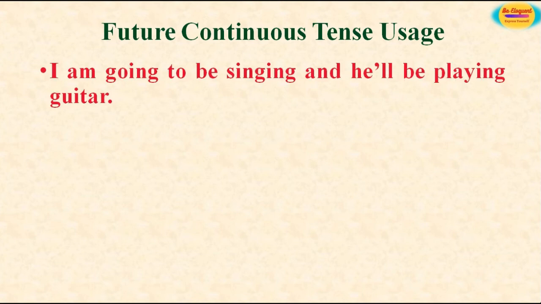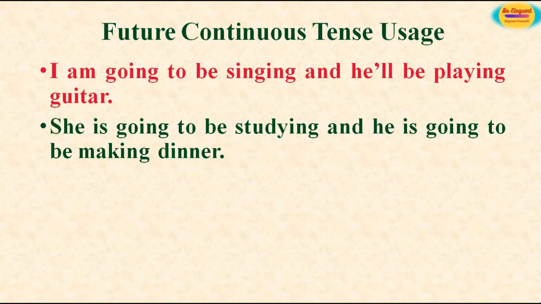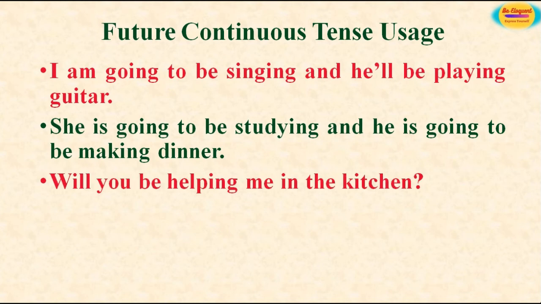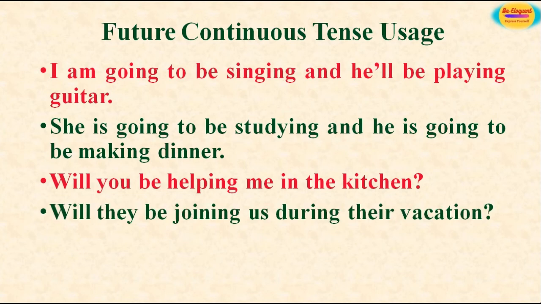Future continuous is also used to show parallel actions in the future. I'm going to be singing and he'll be playing guitar. She is going to be studying and he is going to be making dinner. It is also used to ask questions politely. Will you be helping me in the kitchen? Will they be joining us during their vacation?